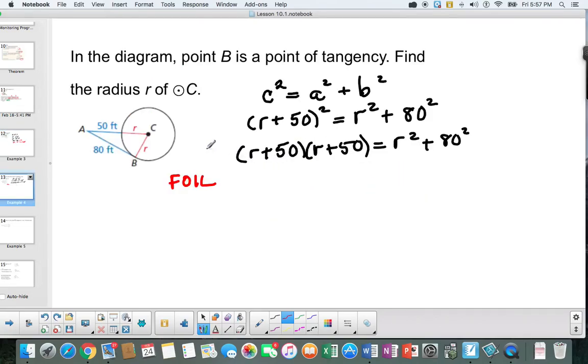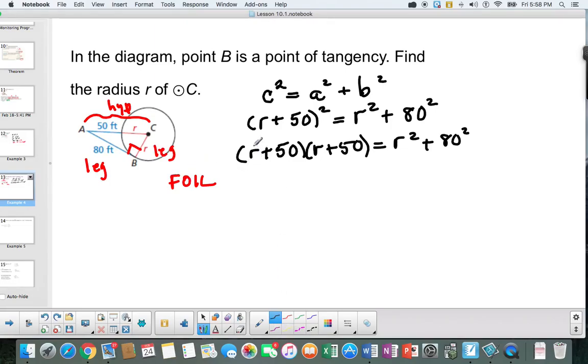All right, let's take a look at this situation. We're trying to find R, the radius. One of the things we know is that this is a right angle because tangents always make a right angle. And I know this portion right here represents the hypotenuse, and this represents a leg, and this represents a leg. So I'm going to use the Pythagorean theorem. I'm going to put the C plus 50, that's the little plus little, and that's the R plus 50. And then here's my leg, R squared, and here's my other leg, 80 squared.